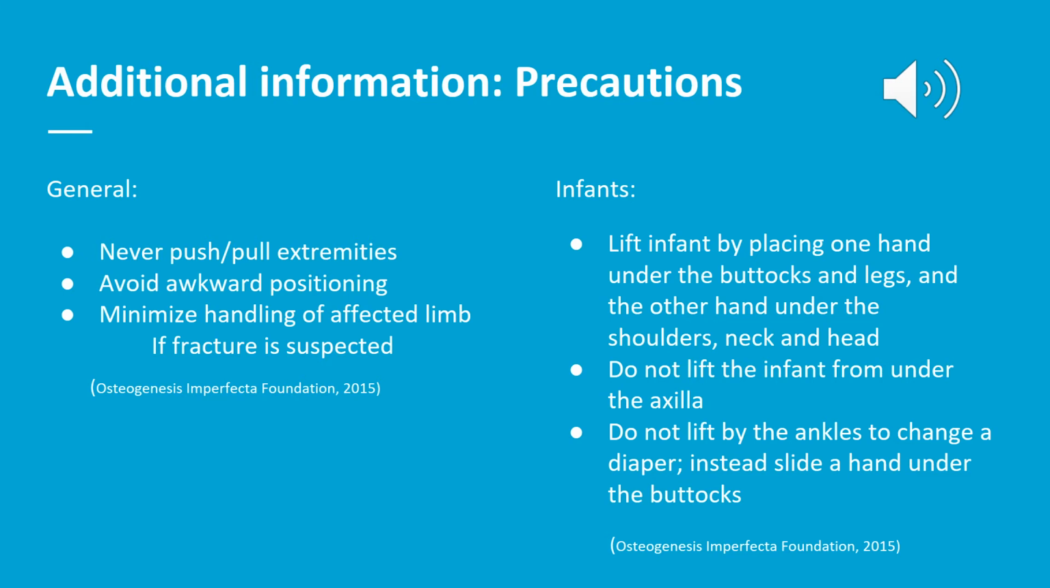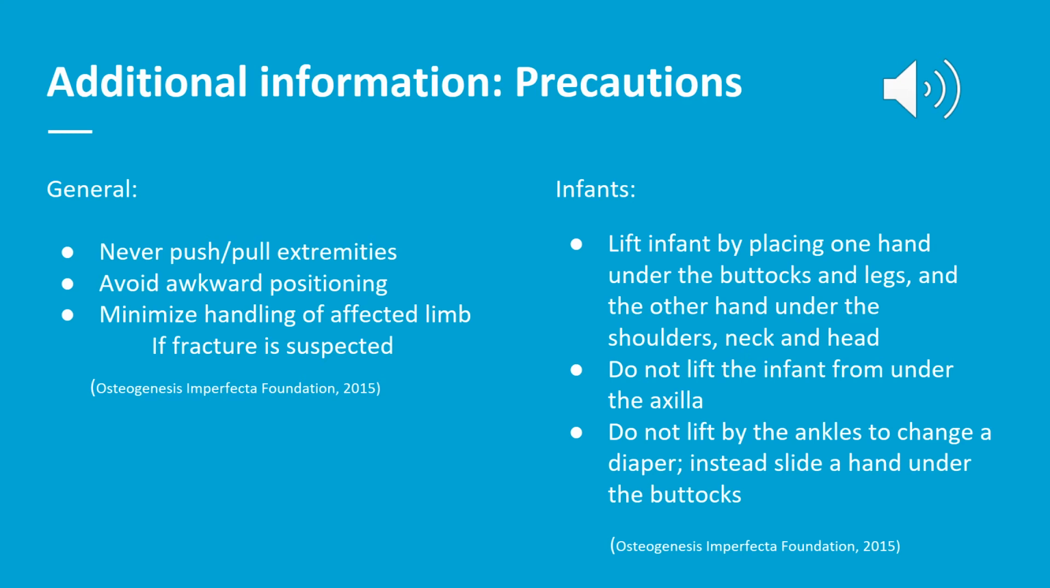Special precautions to take with babies and children. You want to lift a baby with OI by placing one hand under the butt and legs and the other hand under the shoulders, neck, and head. Do not lift the baby from under the armpits. Do not lift by the ankles to change a diaper. Rather, slide a hand under the buttocks.